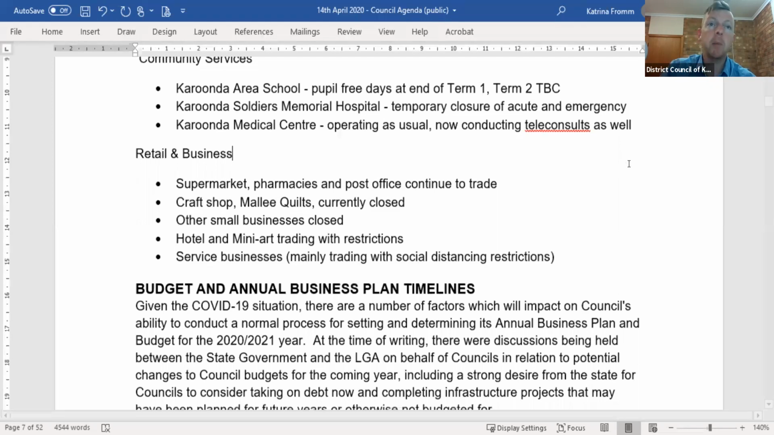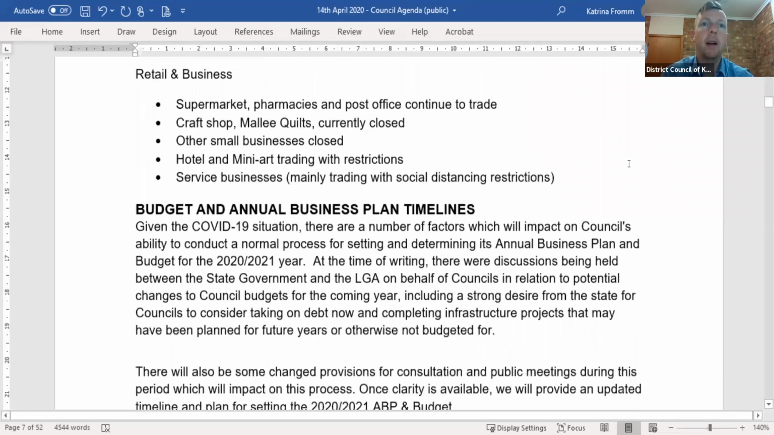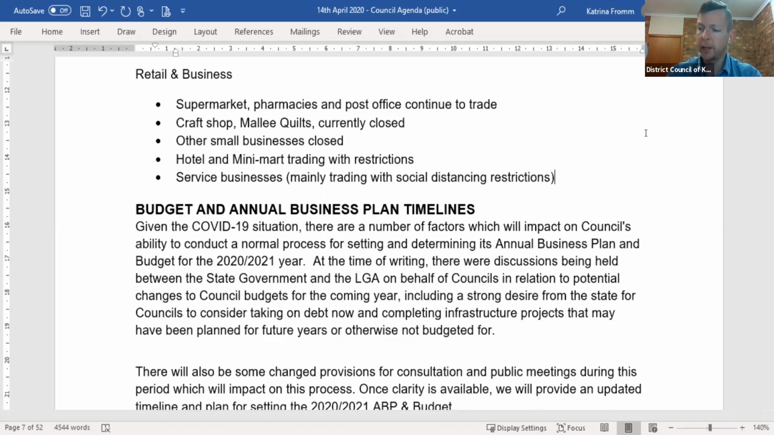Retail and business, so most shops have been impacted either by closing voluntarily or by having restrictions placed on them in relation to their trading. And we're about to go through and just have some follow-up inspections in these premises that are still trading, just to make sure they're still abiding by food safety and handling as appropriate during this time. So we've still got an obligation to make sure people are trading effectively.